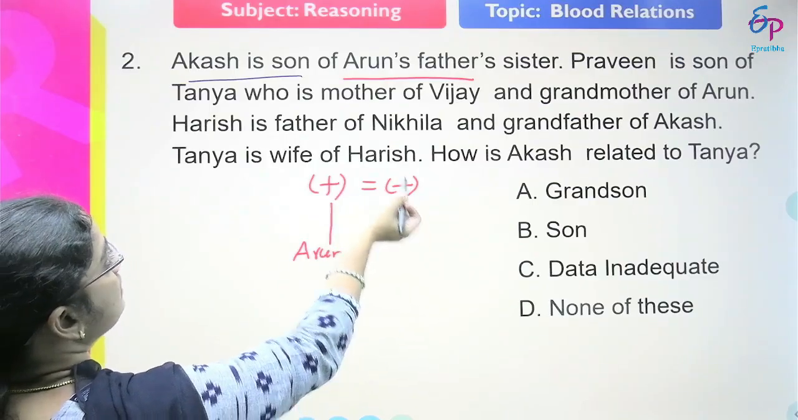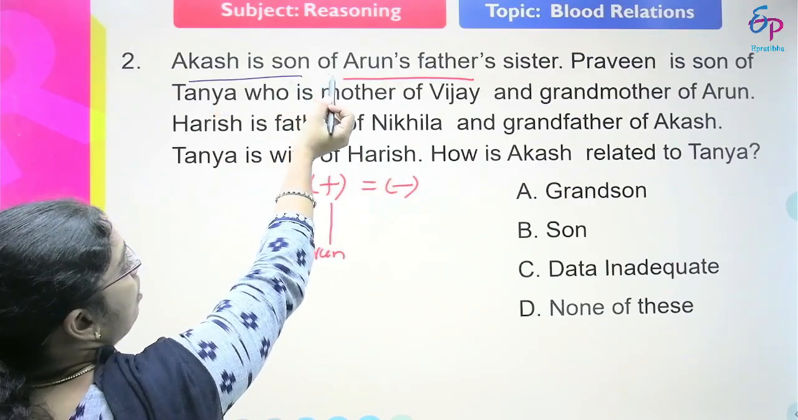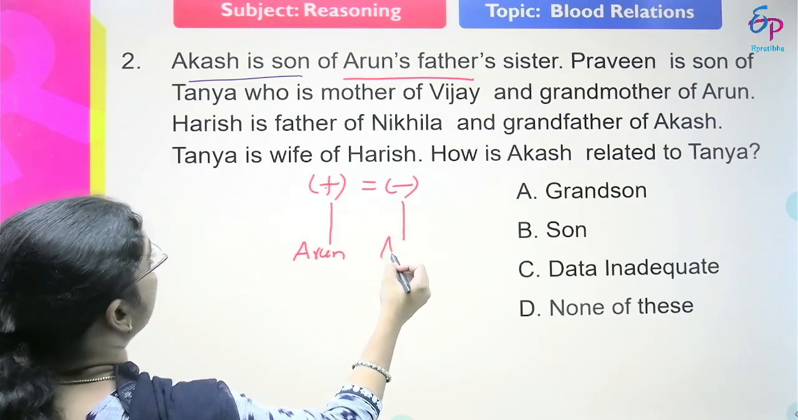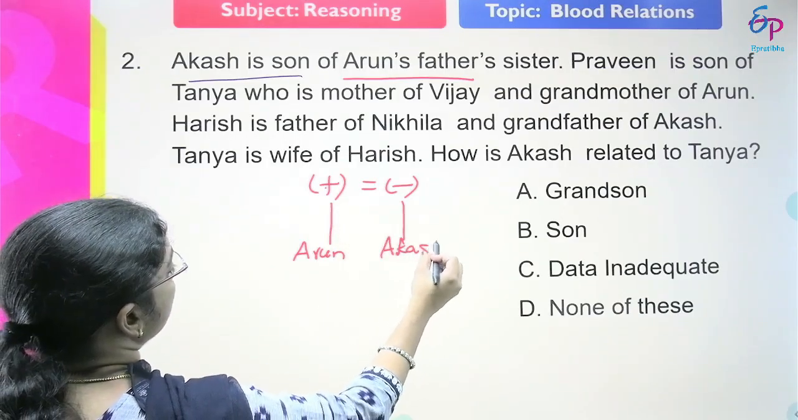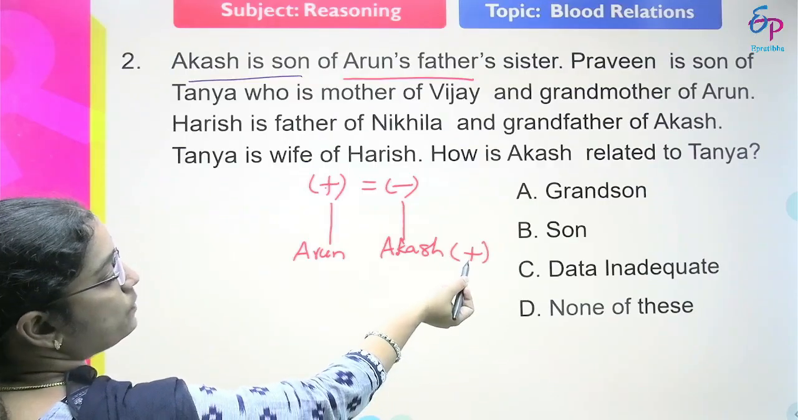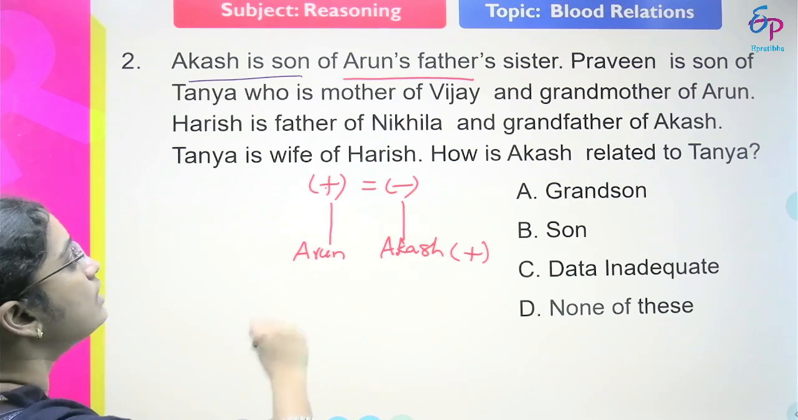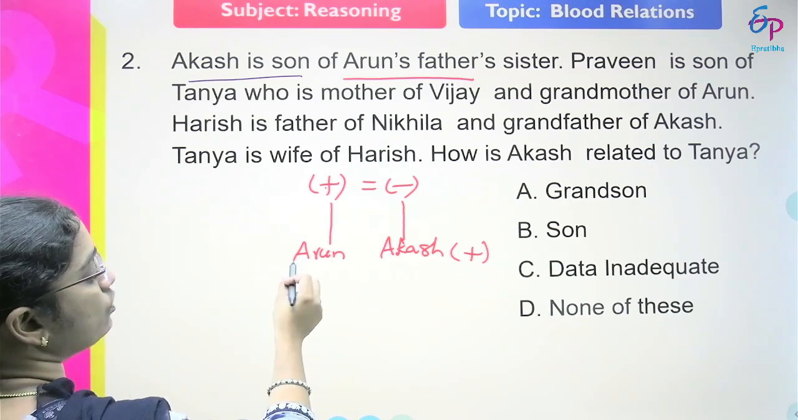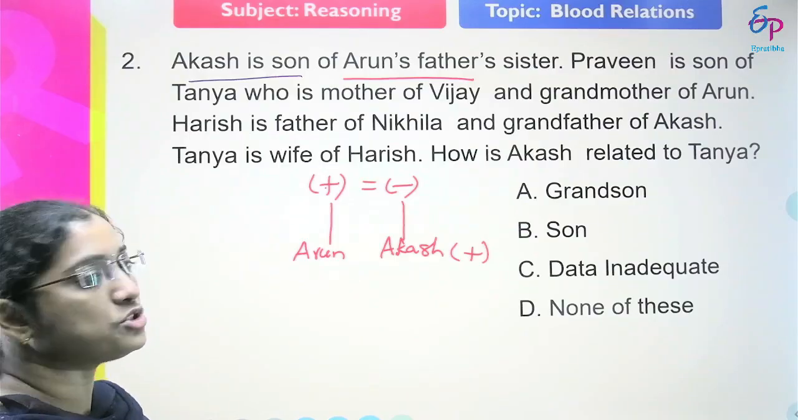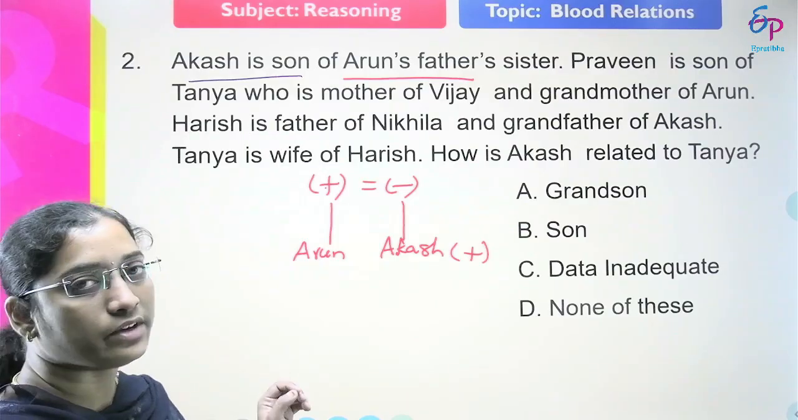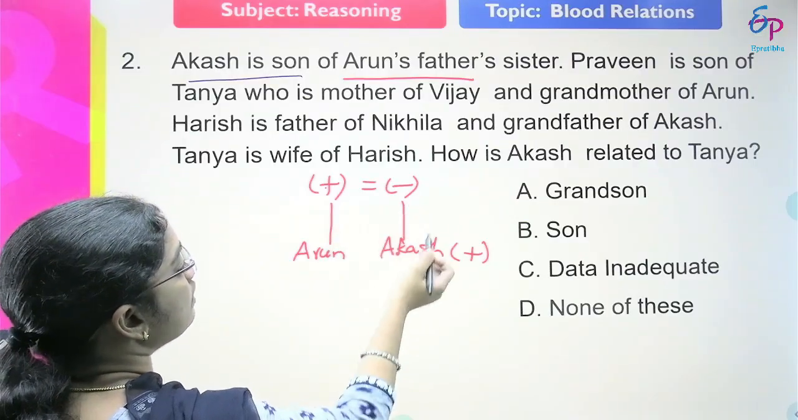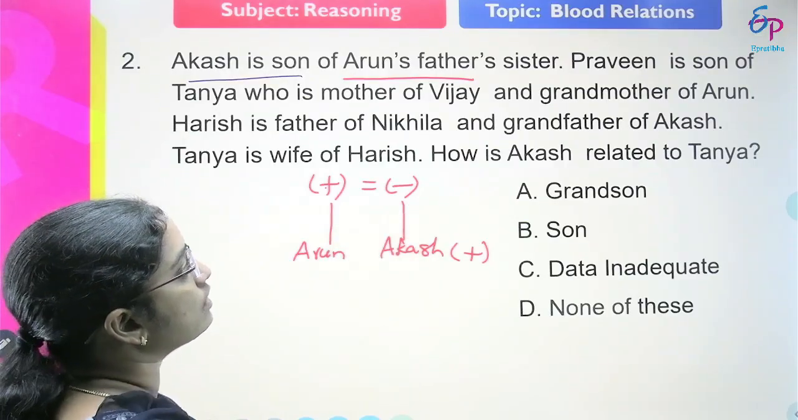Then Akash is the son of Arun's father's sister. That means here we need to take Akash. Akash is the son, right? So we know the gender here, so Akash is a plus symbol. But we don't know the gender of Arun here, right? They have not mentioned any clear information related to the gender of Arun, so we cannot take a gender for Arun. So Arun's father's sister and Akash is the son, and I am taking Akash as a plus symbol.